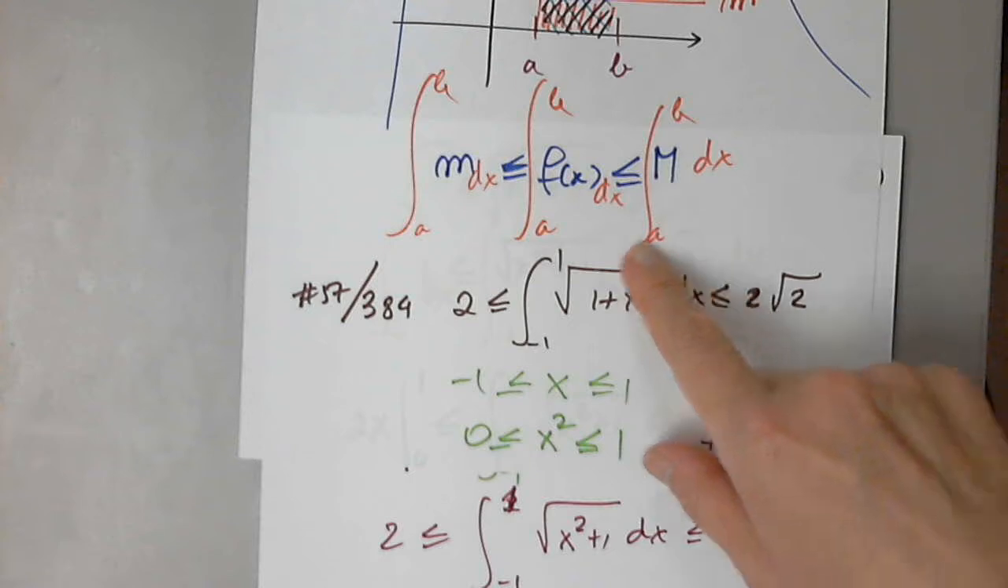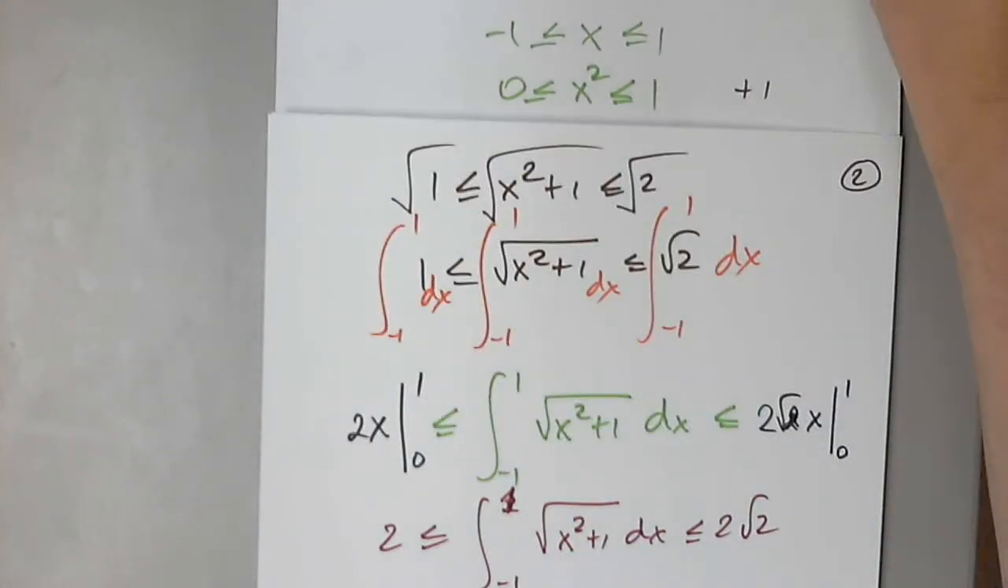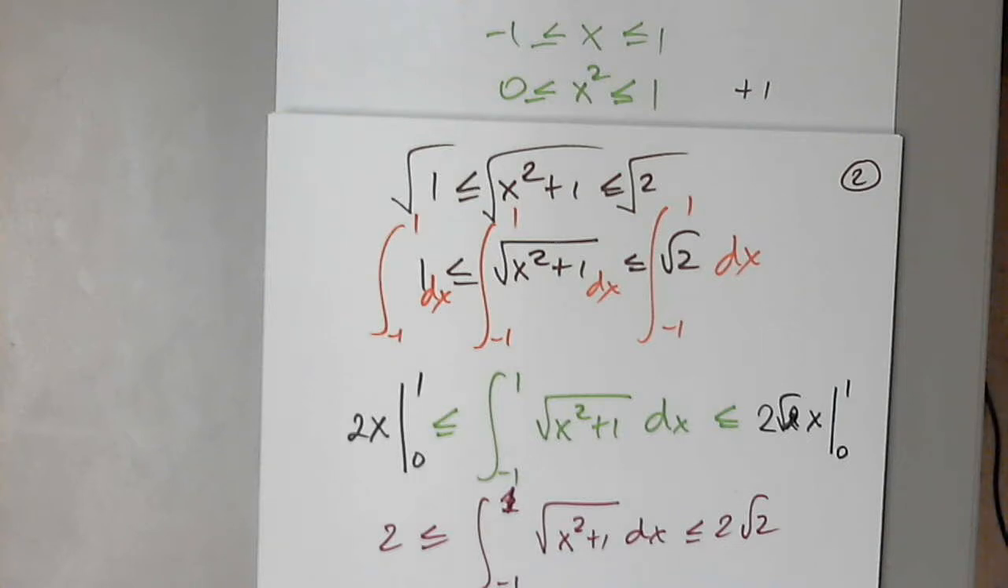The 2 is less than or equal to this, and less than or equal to 2 the square root of 2. So this is basically another way of giving us an estimate of the integral. It's not the best method, but we don't know how to determine the antiderivative of this, but we can say that it's between 2 and 2 the square root of 2 as the area.